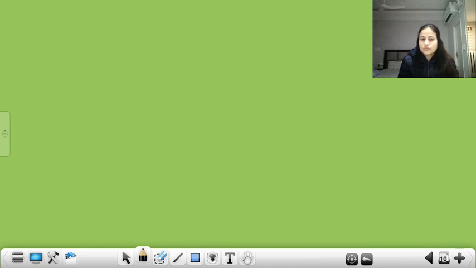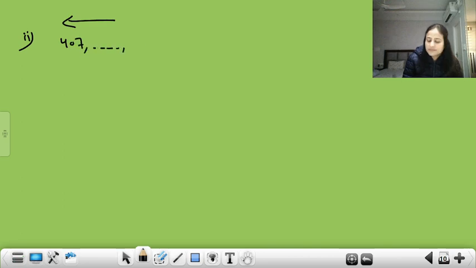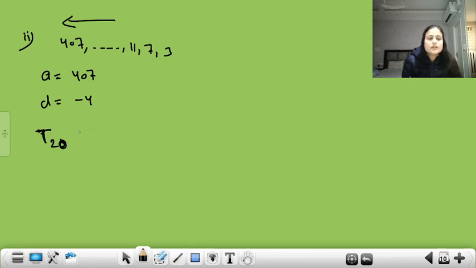Okay, so let's do it. Reverse your AP, right? Consider 407 as the first term and keep going like that: 407, 403, 399, and so on down to 11, 7 and 3. So here the first term is going to be 407 and the common difference will become negative, that is minus 4, because 3 minus 7 will give me minus 4, right? And I need to get the 20th term in this series, right?